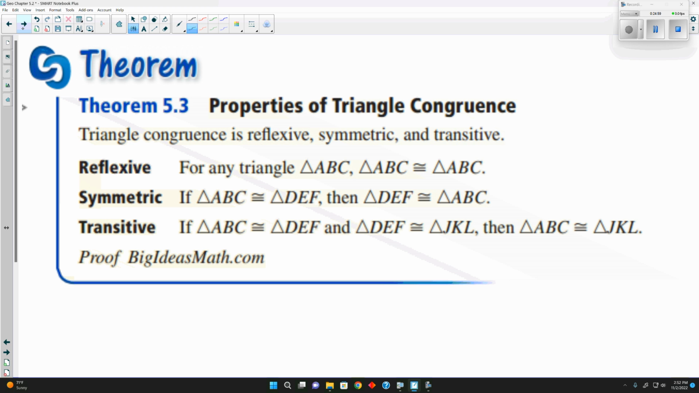Properties of triangle congruence. Triangle congruence is reflexive, symmetric, and transitive. So we can say a triangle is congruent to itself. We can also say that triangle ABC is congruent to DEF, and triangle DEF is congruent to ABC. And if triangle ABC is congruent to triangle DEF, and triangle DEF is congruent to triangle JKL, then ABC is congruent to triangle JKL. If 1 is congruent to 2, and 2 is congruent to 3, then 1 is congruent to 3. This isn't anything new. We're just applying it to triangles.